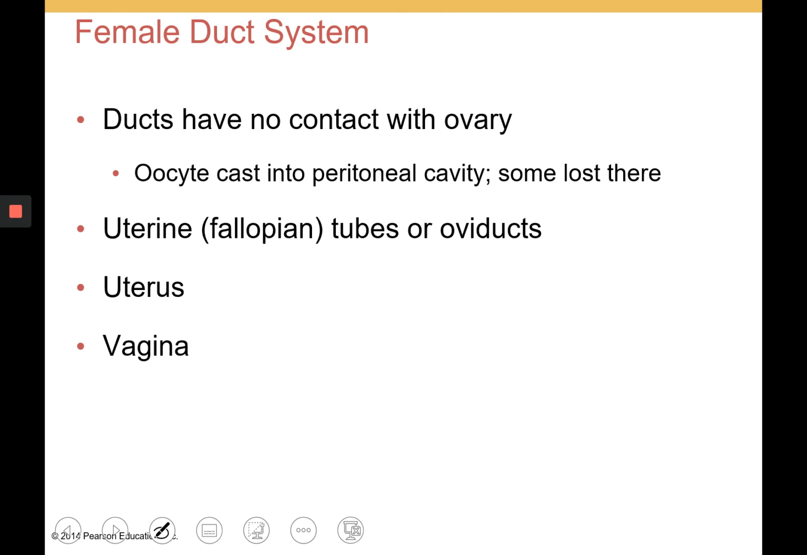We're going to continue looking at the female duct system. What's interesting about the female duct system as opposed to the male duct system is that the female duct system has no contact with the female gonads, no contact with the ovaries at all. Instead, the oocyte, when cast from the ovary, is cast into the peritoneal cavity, and some are actually lost there. But most of them are going to make it into the uterine or fallopian tubes, also known as oviducts. And then from the uterine or fallopian tubes, the female duct system proceeds to the uterus and then to the vagina.